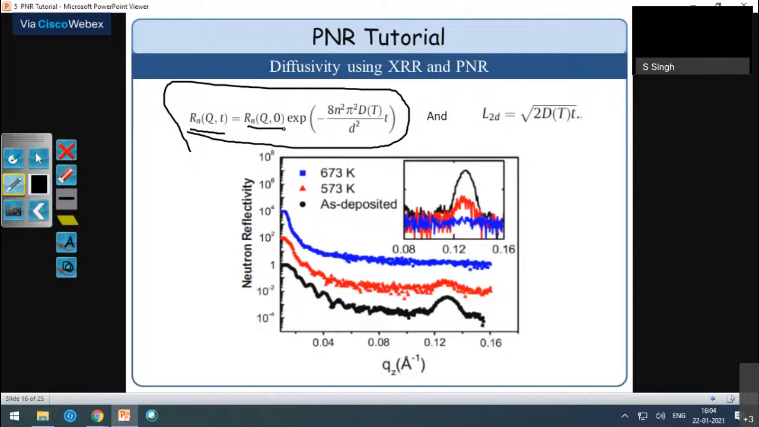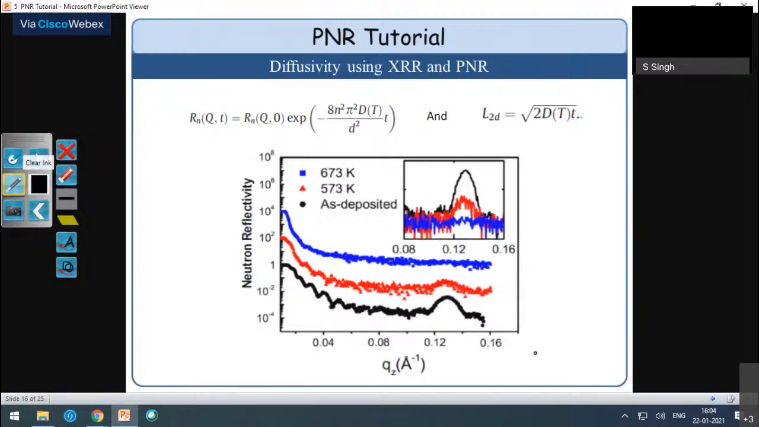We assume there is no diffusion, but when we anneal it, we are giving a thermal shock to that sample, and then a diffusion process happens. Then what is the diffusivity of that particular element? We can estimate that value using this reflectivity technique, and this is the relation we use to calculate it. What is happening when we anneal the sample is that our Bragg peak intensity goes down. Here we have shown three cases of neutron reflectivity. This black one is the as-deposited sample.